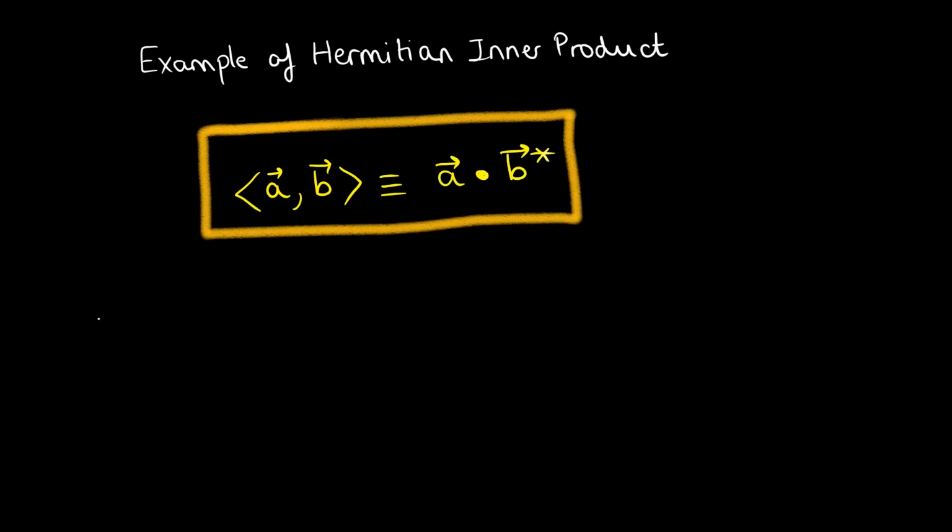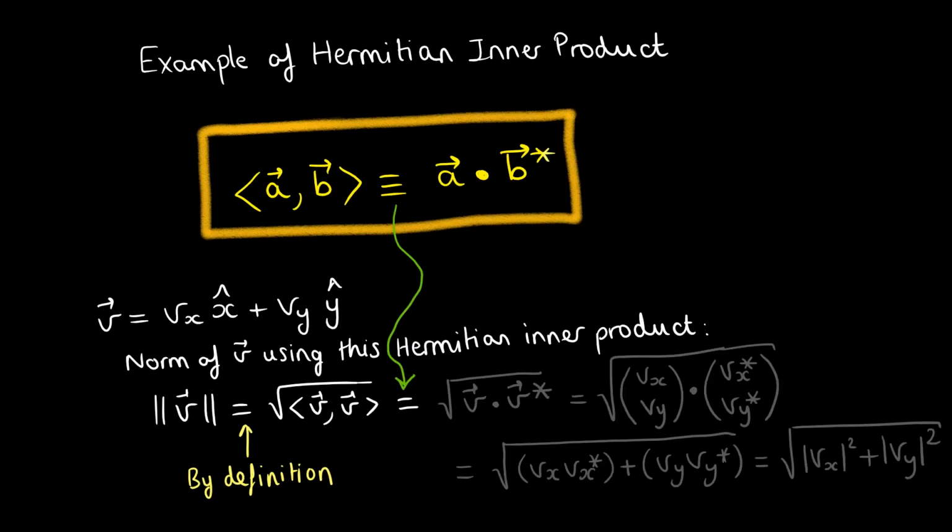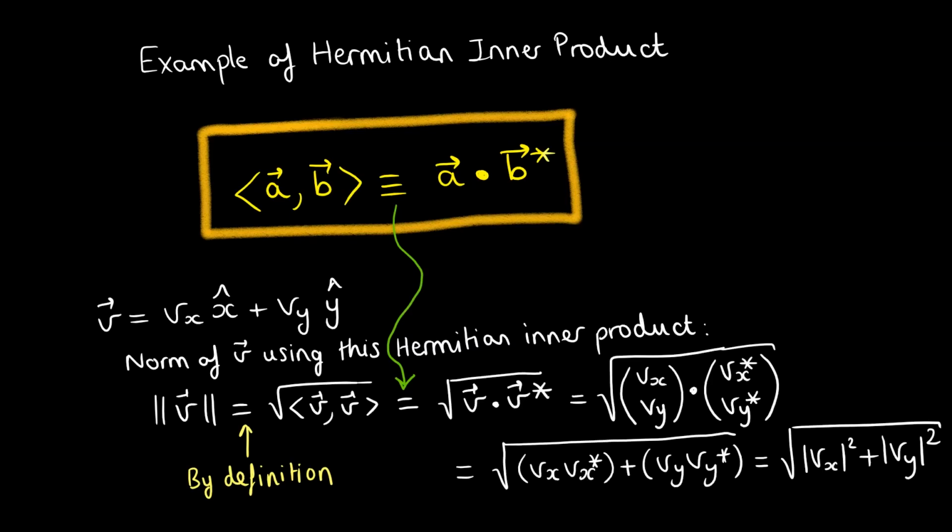Consider a general vector v equals vx x hat plus vy y hat. Using this Hermitian inner product, we can now calculate the norm of the vector v. That's it. So the norm is given by the square root of the sum of the squares of the absolute complex magnitude of each component.